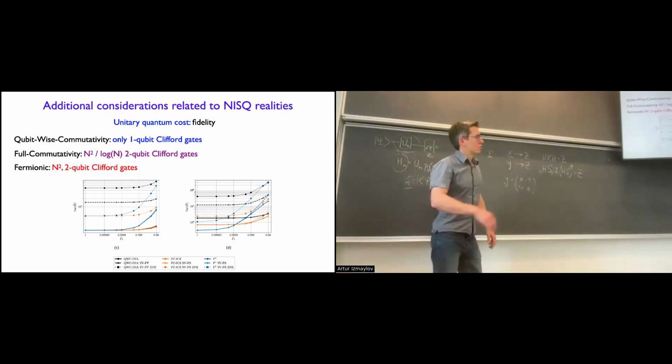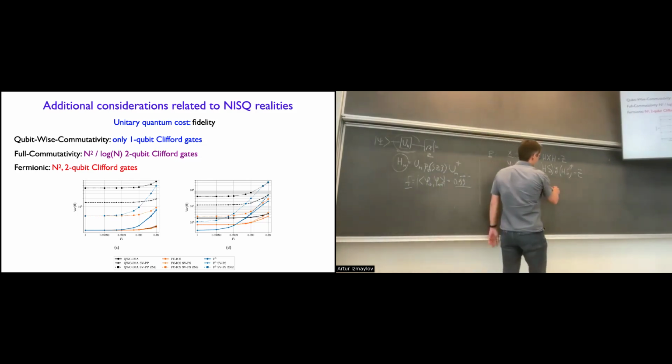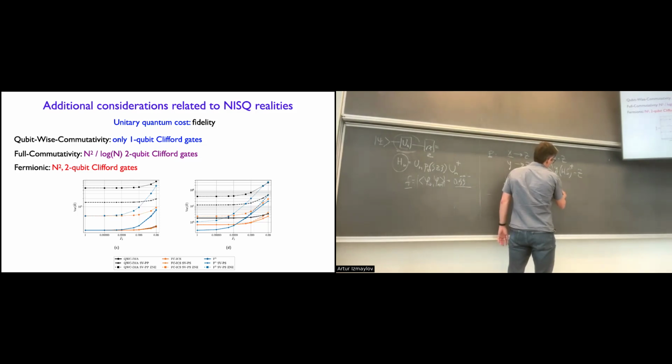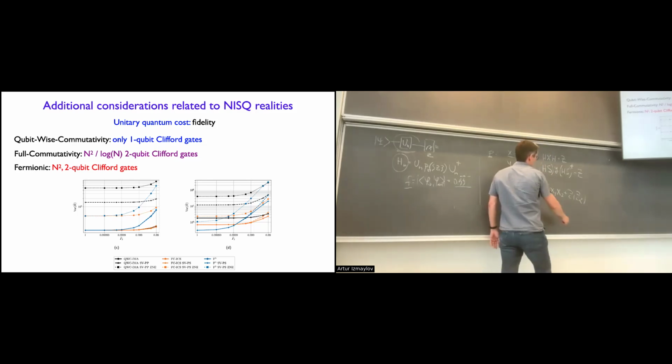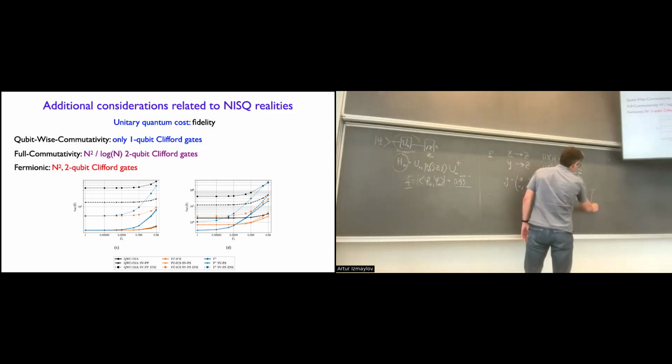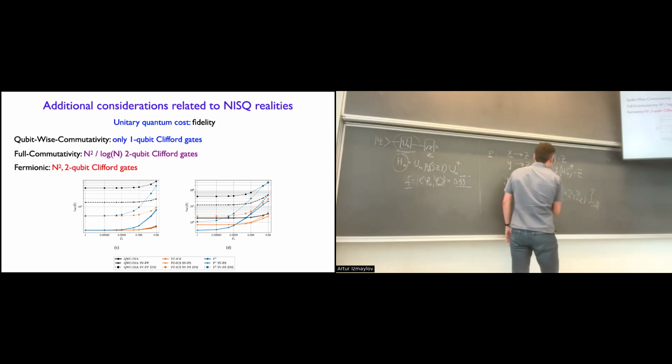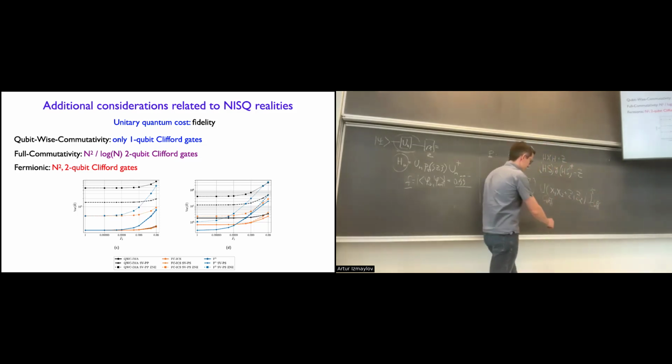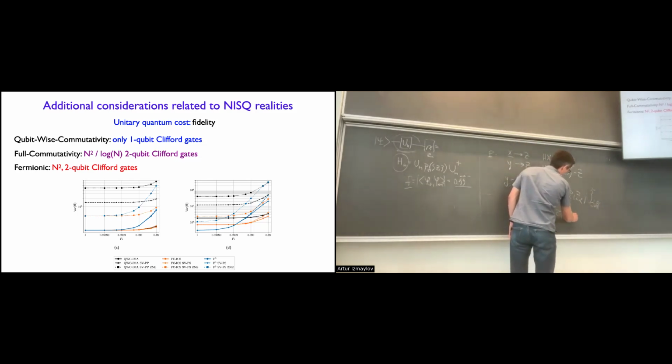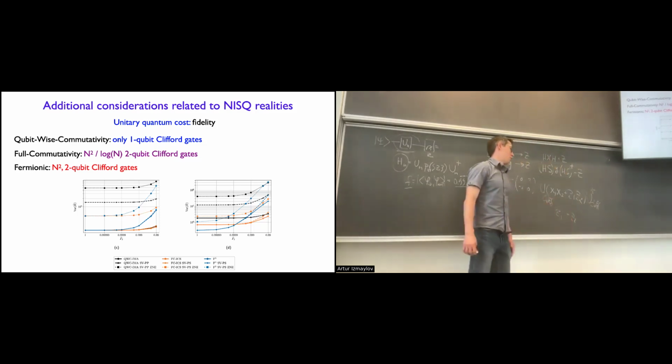Today I will show some of the math behind how, if we have, say, X1 X2 plus Z1 Z2, which are not qubit-wise commuting, we transform them using these Clifford transformations into something like Z1 plus Z2. That would allow us to measure.